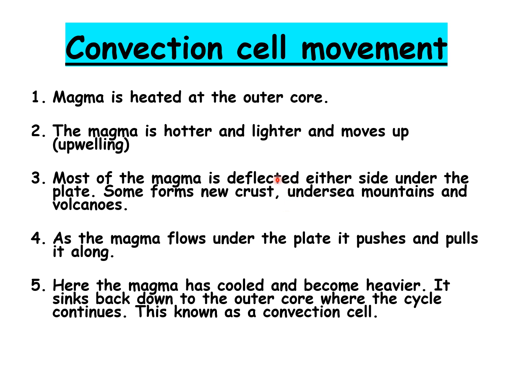Step 3 is now under the crust. The majority of it gets moved to either side of it, but some continues to move up where there's a gap, cools, solidifies, and forms new crust. I haven't talked about the mountains and the volcanoes because I'm concentrating on the convection cell bit here. The majority of the magma that was deflected pushes and pulls it along, and then eventually, far enough away, it's now cooled and become denser and sinks back down to the outer core where that cycle is repeated, and that's known as the convection cell or current.